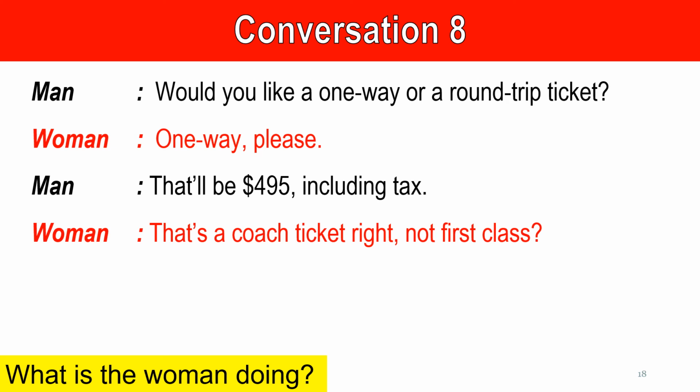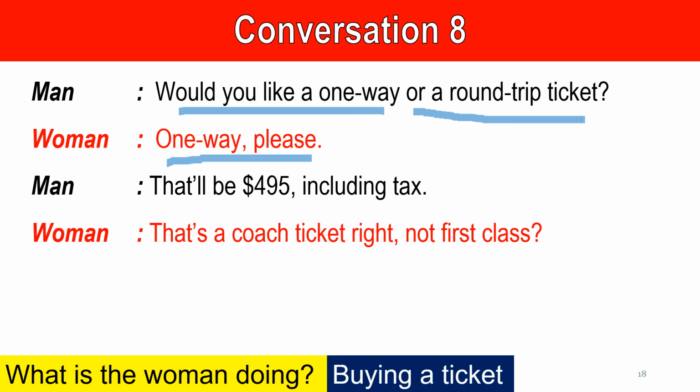To answer this question, let's see what the man asked the woman. "Would you like a one-way or a round-trip ticket?" The woman answered, "One way, please." From this part of the conversation, we know that the woman is buying a ticket.